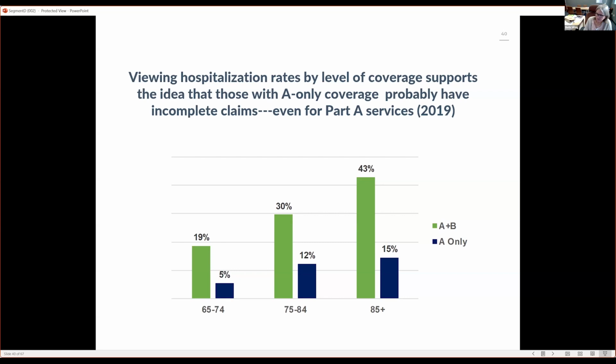So to me, what that tells me, again, is that people who are A only, even when looking at Part A services, are different than people who are A plus B. So if I'm worried about accurately measuring hospitalizations, and I'm not worried about getting all the other claims or all the other stuff, I still worry. And I worry that I'm missing hospitalizations if I allow A only into my cohort.